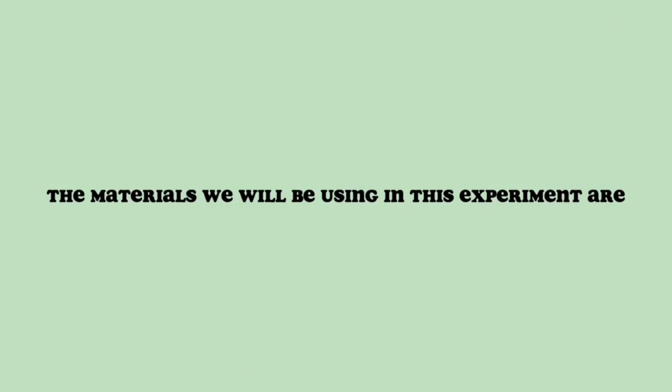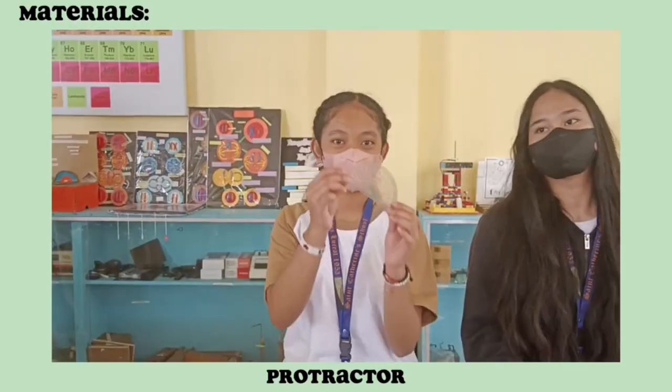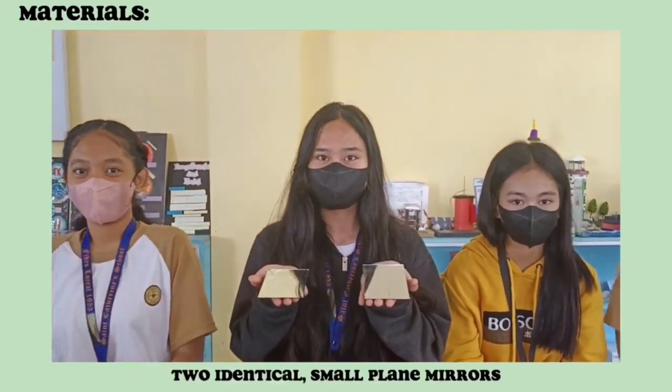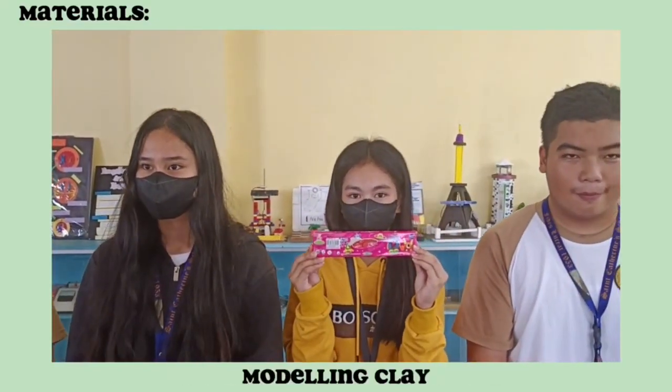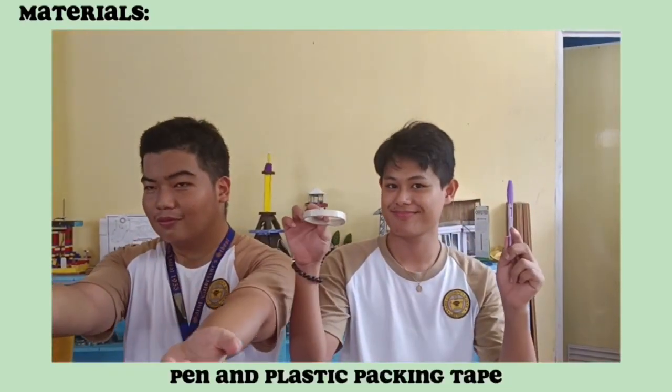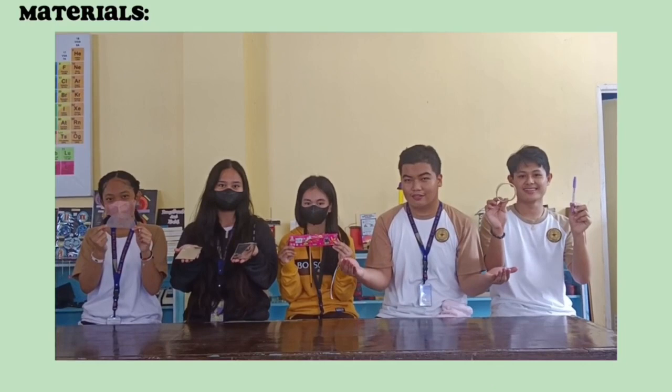Materials we will be using in this experiment are a protractor, two identical small plane mirrors, modeling clay, a small object like a coin or pebbles, a strip of paper, a pen, and plastic packing tape.